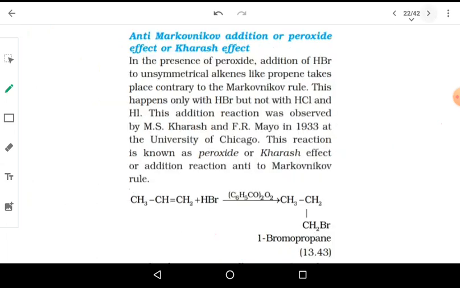So now let us move on to anti-Markovnikov's addition, also known as the peroxide effect or Kharasch effect. Always remember, the Kharasch effect or peroxide effect will happen in the presence of a peroxide. And this Kharasch is a very good person. He wants the poor to become rich and the rich to become poor. So what is happening? We have to add hydrogen to that part which is deficit of hydrogen, and the substituent should be substituted to that part which already has enough hydrogen.